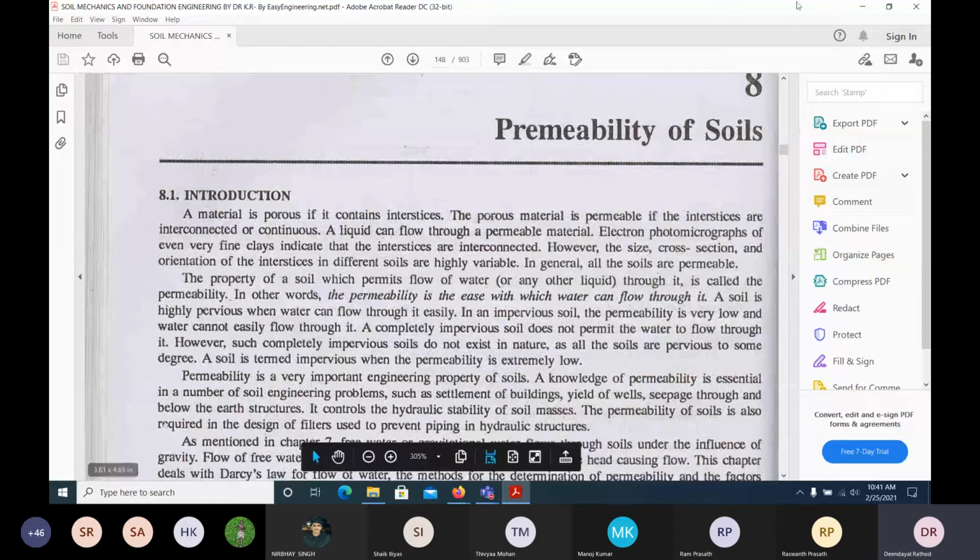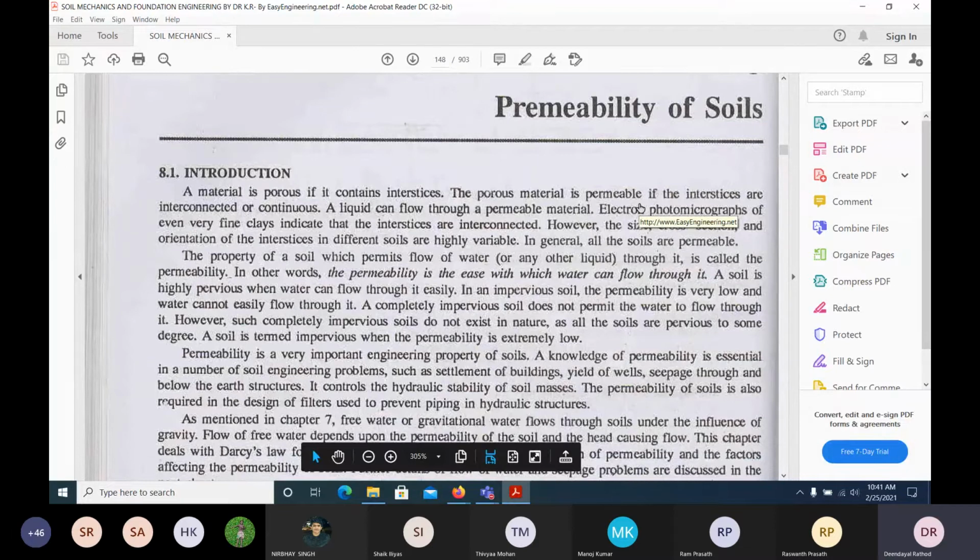This permeability is very, very important for us, and it is an engineering property, not an index property. Index properties are liquid limit, plastic limit, shrinkage limit, plasticity index, and liquidity index. These are the indexes we use for classifying the soil, like sand, clay, sandy clay, dual symbol, and so on. But permeability is an engineering property, because if the soil is more permeable, we have to plan our construction accordingly, right?